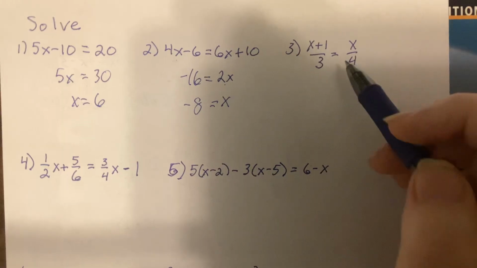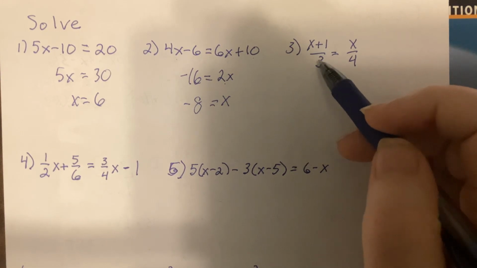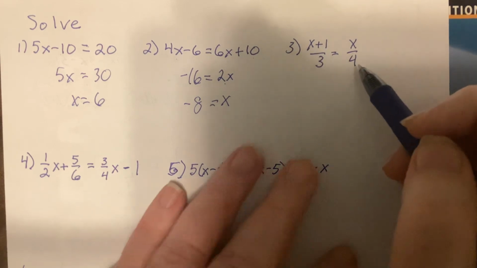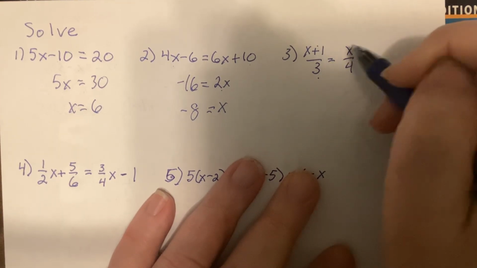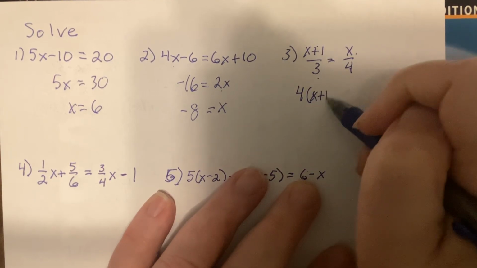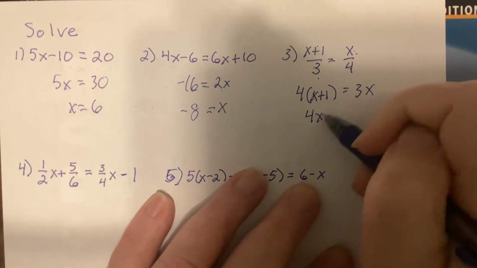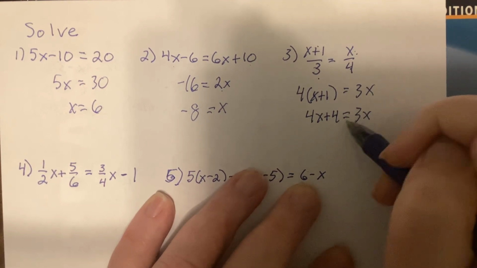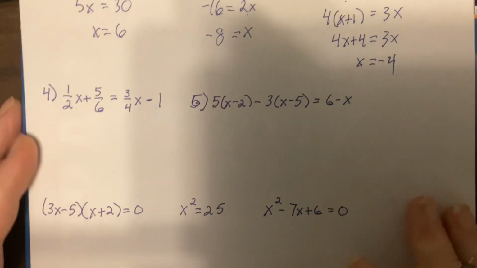Here, this is called a proportion. You deal with this when you're doing percents. So one way to solve is to multiply both sides by the LCD, which is 12, 3 times 4. Or when you have a fraction equal to a fraction, you can always cross multiply. So it'd be 4 times x plus 1 equals 3 times x. So this would be 4x plus 4. I'm going to subtract 3x, and I'm going to subtract 4. So x is negative 4.